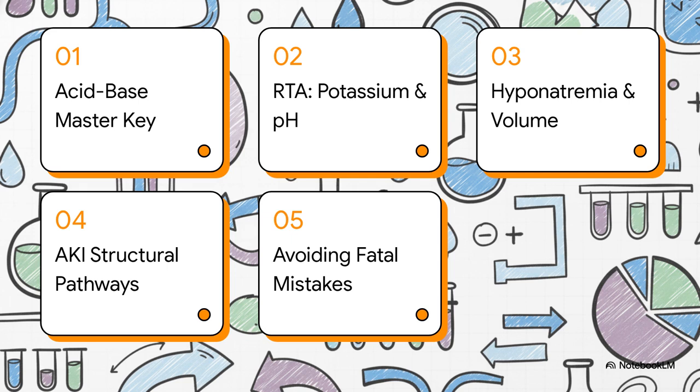We've got 5 stops today. First, the acid-base master key. Second, RTA and the potassium pH bifurcation. Third, hyponatremia, the volume gatekeeper. Fourth, AKI, cellular versus interstitial. And finally, avoiding clinical pitfalls.